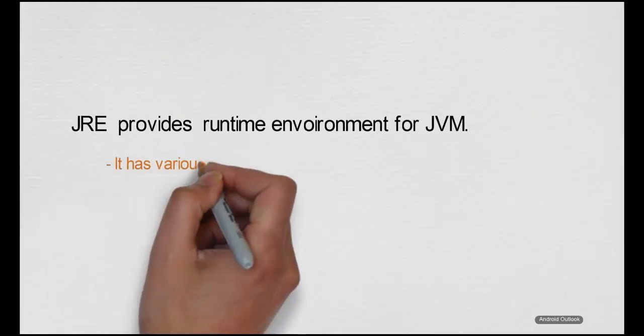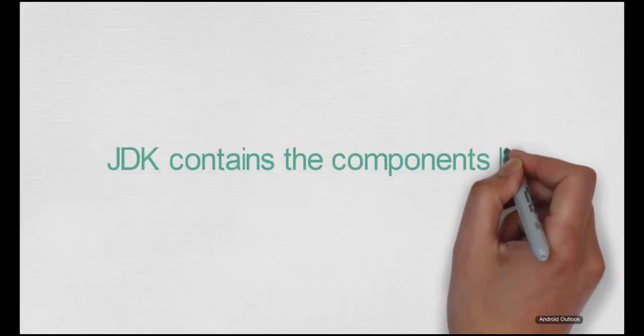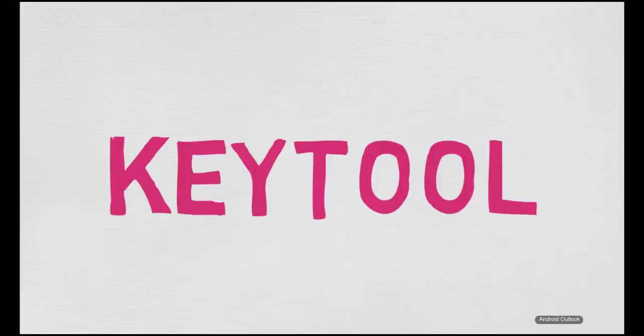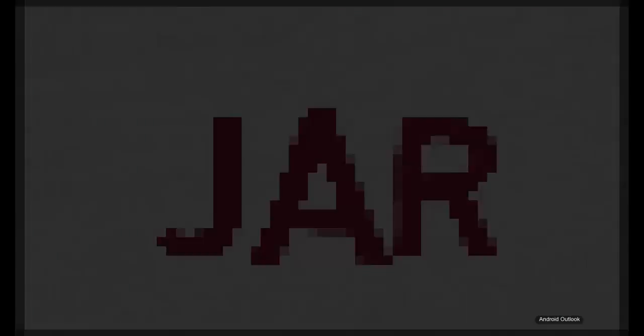JRE is used to provide the runtime environment. JRE contains various libraries and other files that the JVM uses at runtime, whereas Java JDK contains components like Applet Viewer, Java Compiler, JDB, Keytool, Javadoc, JConsole, JStack, jar and many other components. Now let's see what Java JDK actually looks like physically.